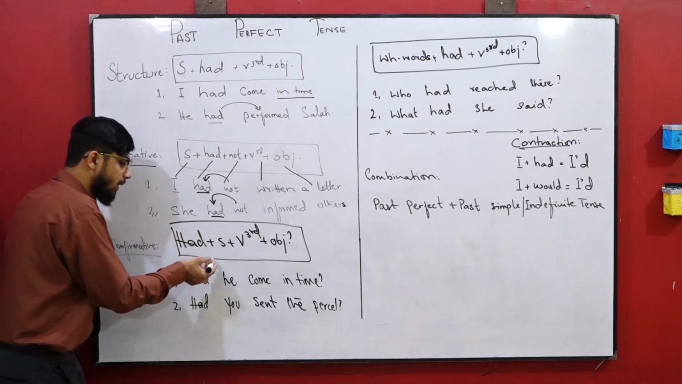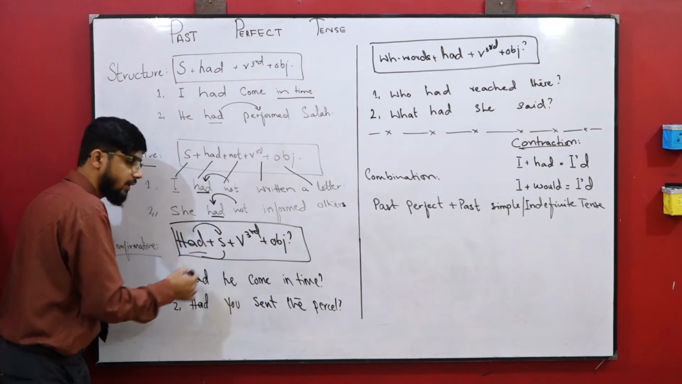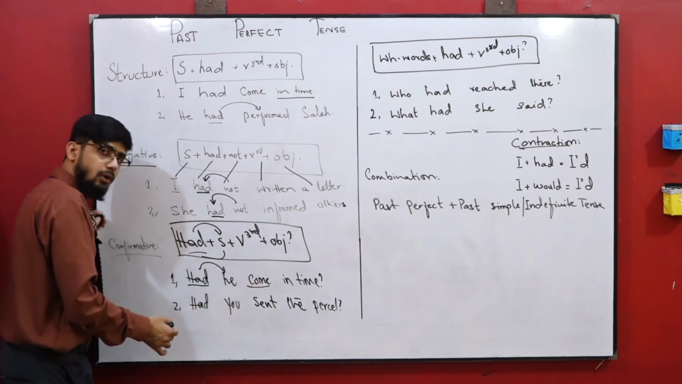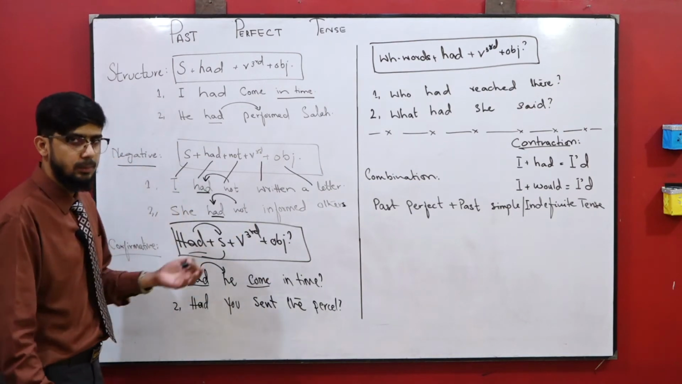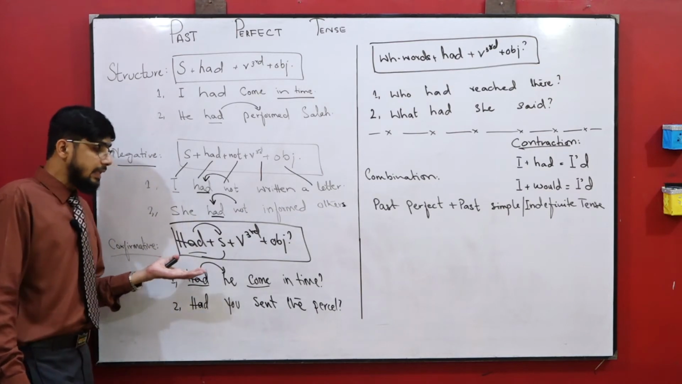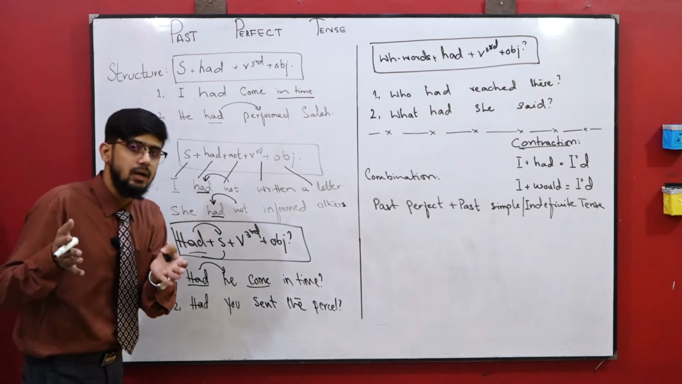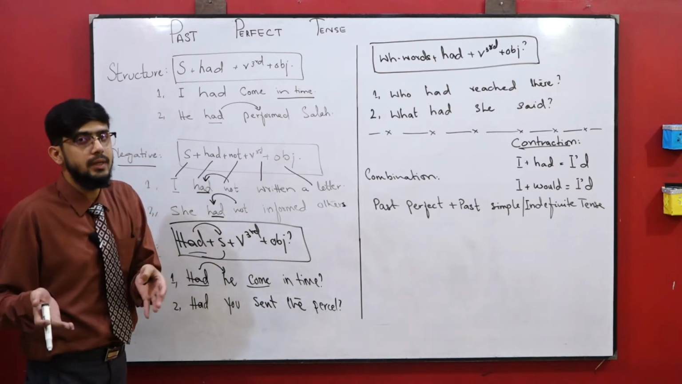Okay, so had, we have taken the had and subject instead of had plus subject plus third form of verb and object or EP or complement as requires the sentence. So had he come in time, क्या वो वक्त पर आ चुका था? Yes, yes he had. No, he had not.